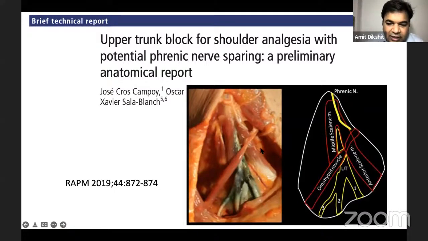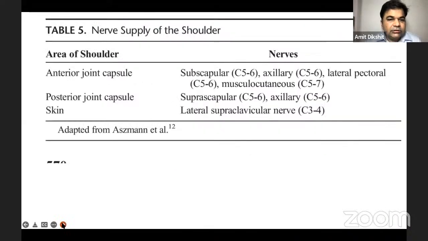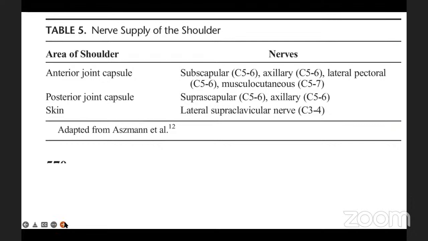So in upper trunk, we have SPA arrangement, 1, 2, 3, anterior and posterior division, and this laterally moving is the suprascapular nerve. So we deposit the drug just below the omohyoid, and we achieve this. So even upper trunk is enough. C5, C6 is blocked, and as you can see, anterior and posterior capsule are with C5 and C6 nerve root. So upper trunk is enough.